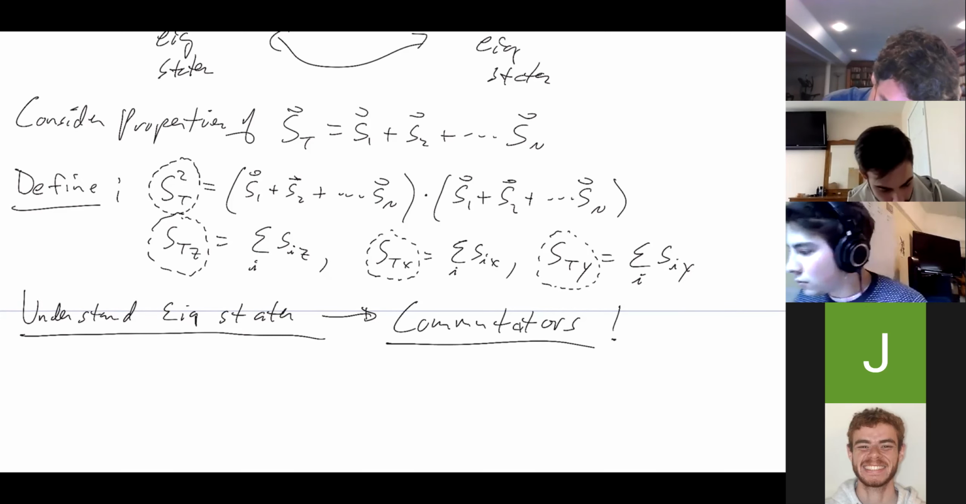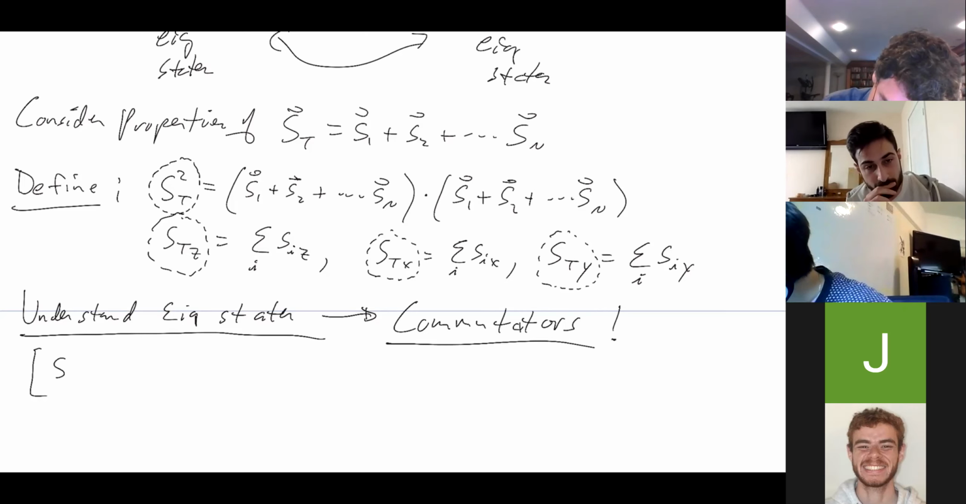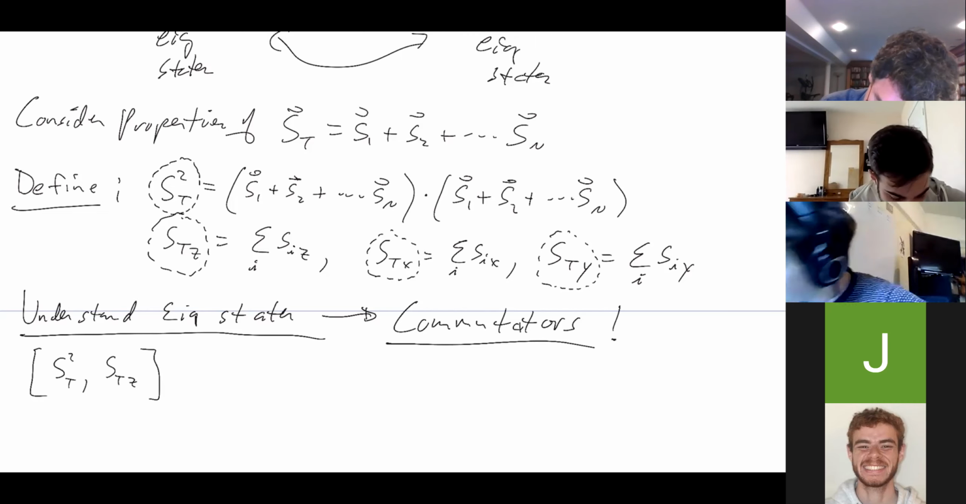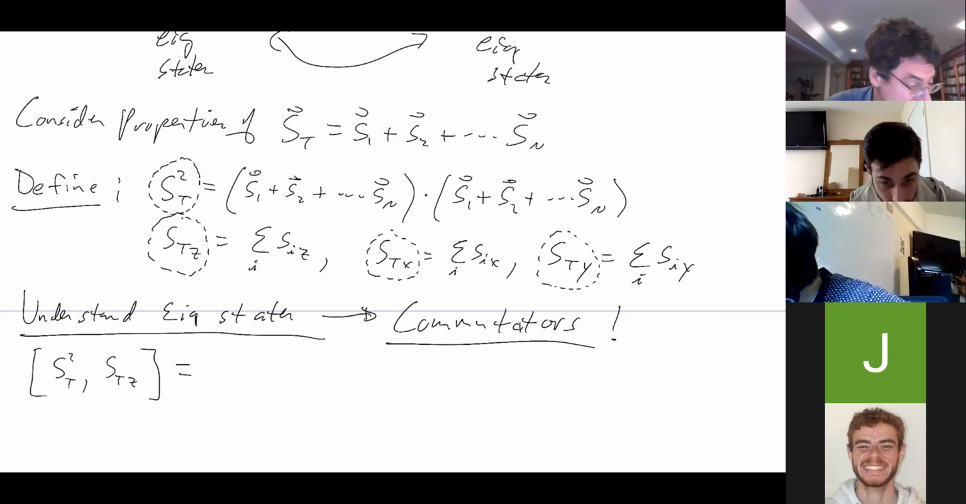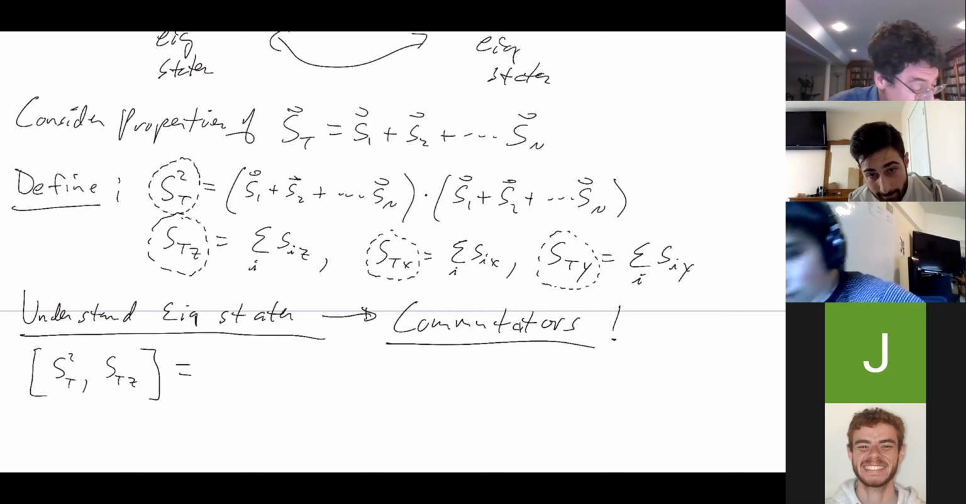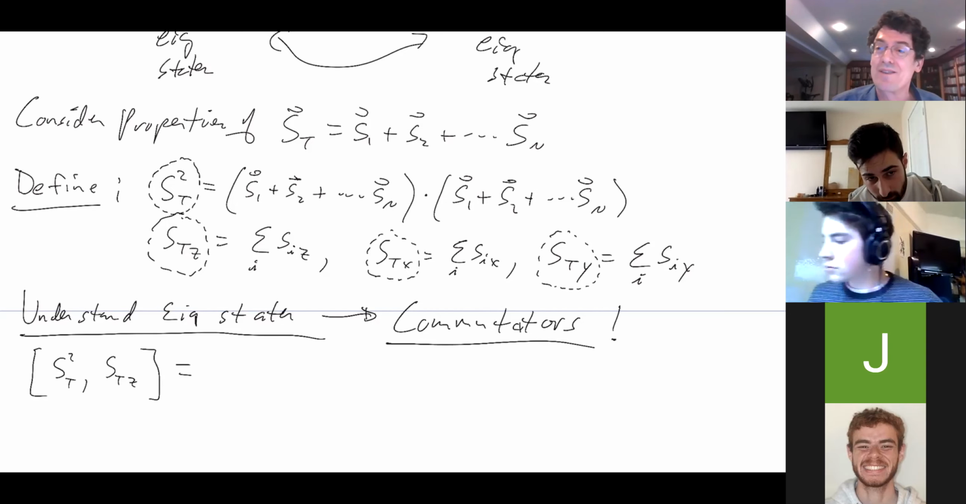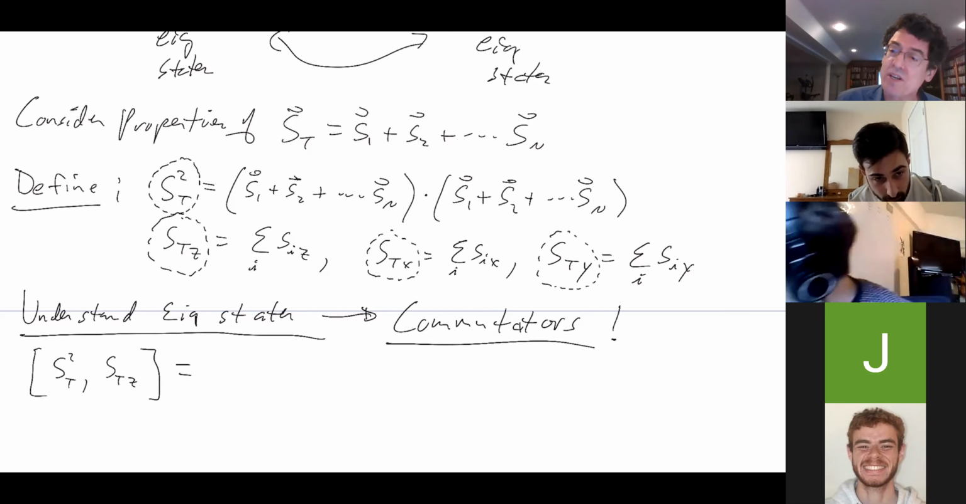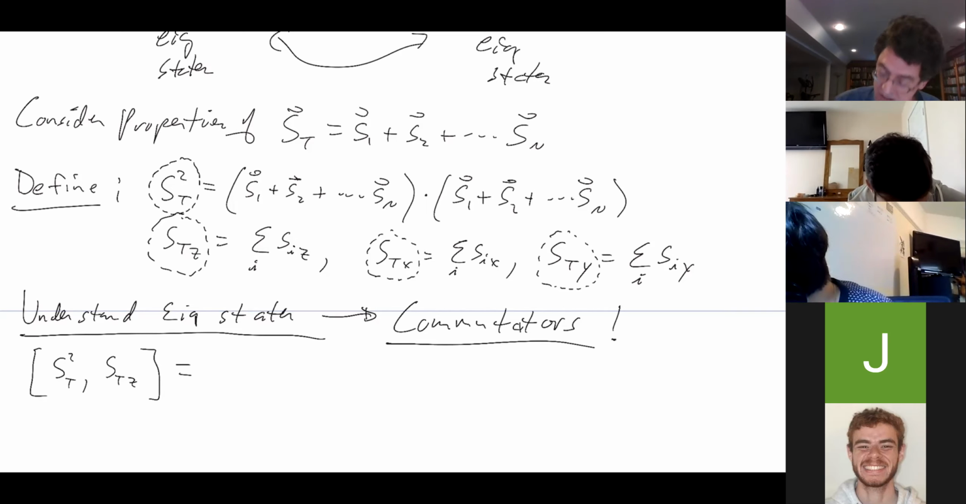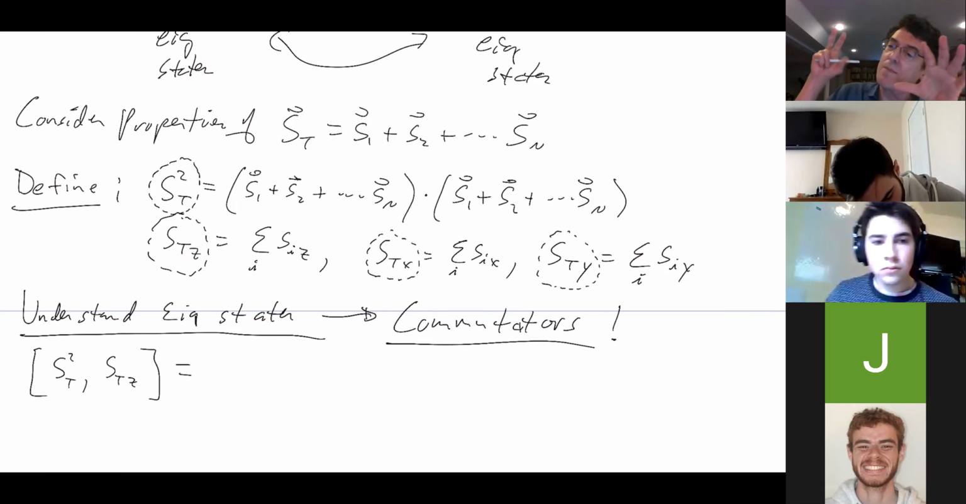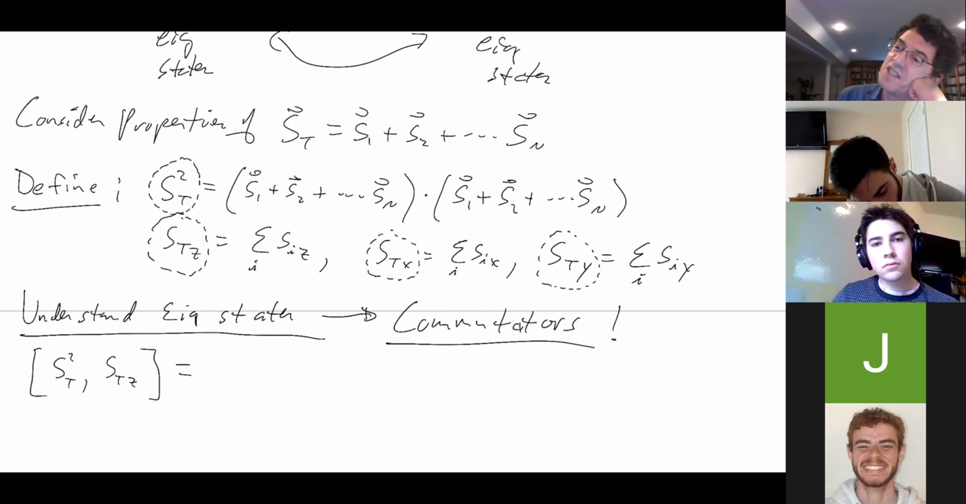And so we then ask ourselves, what is the commutator of S total squared and S total Z? Now, if I took off the little t, the total, and this was just regular spin of a single particle, what is the commutator of S squared and SZ? What is it? Zero. That's right. But now I'm talking about the total. So what do you think it is now for the total spin?